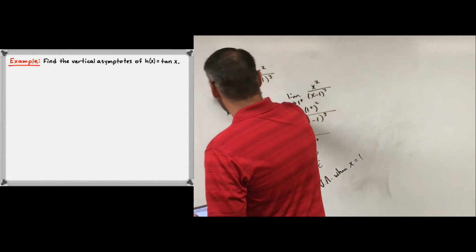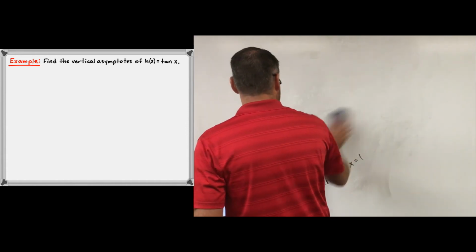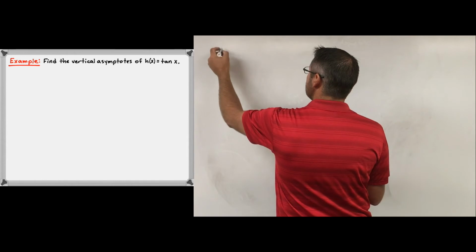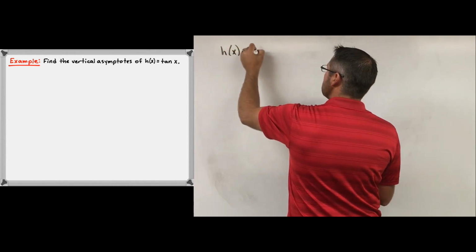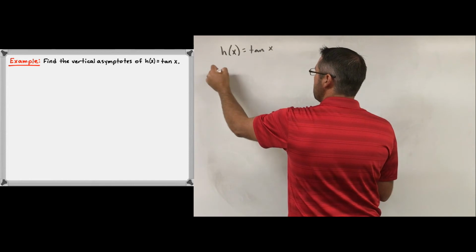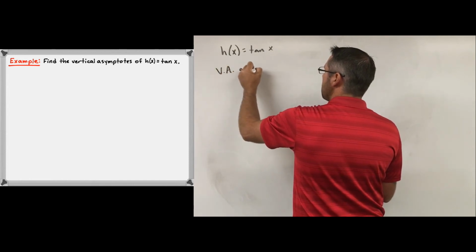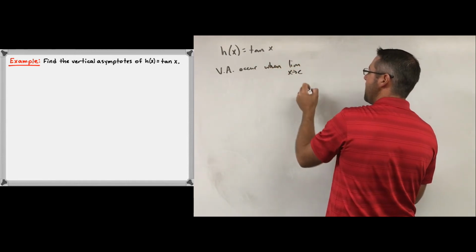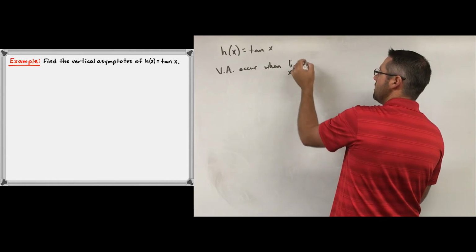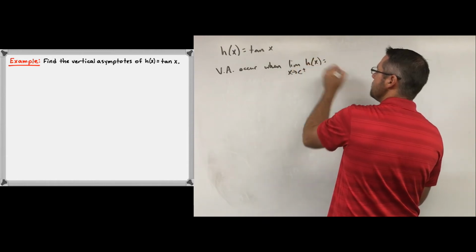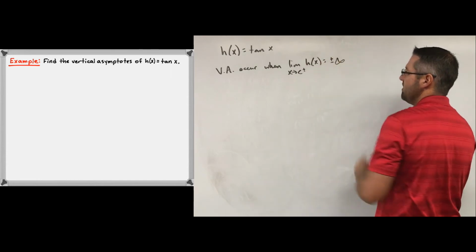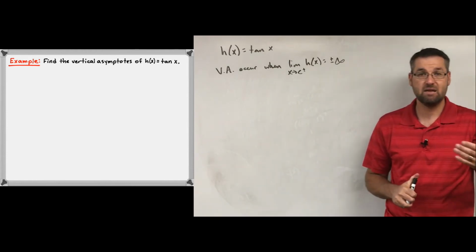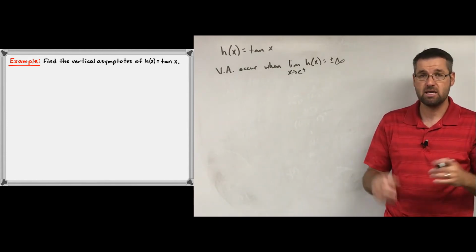This one's kind of fun because it throws trig into the mix, so that's cool. The vertical asymptote of h of x equals tangent of x. So we are looking for vertical asymptotes. Well, vertical asymptotes occur when the limit as x approaches some constant value from the left or right of the function equals positive or negative infinity. Okay, so that's the definition. So here's the question. How can I get infinity out of a number?